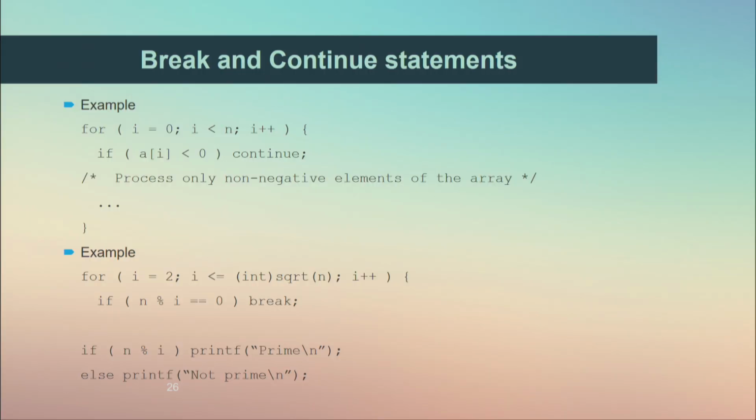So, here we can see that we are using a for loop, and the for loop says that initialization is 2 and it checks up to the square root of n, and we are just breaking the loop if the n mod i value is equal to 0.